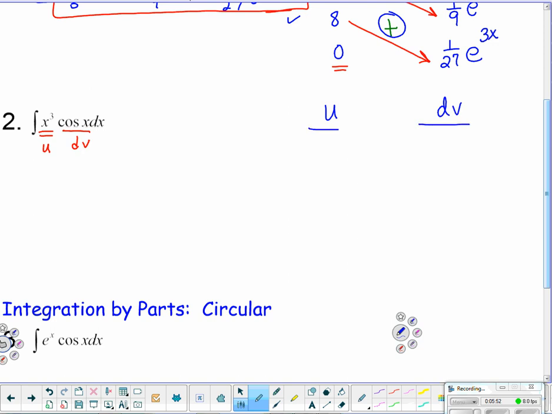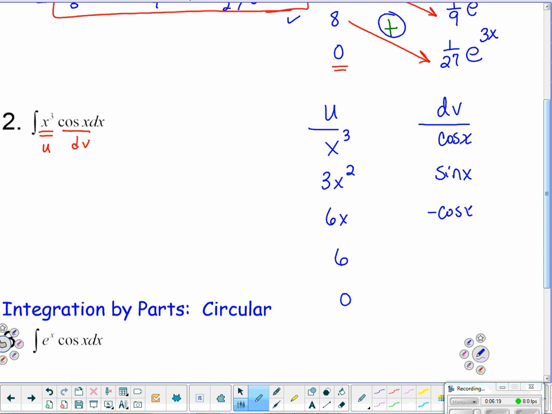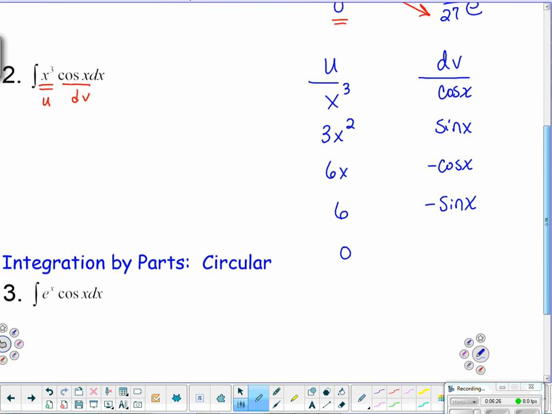So make your u column, your dv column. My u column starts with x cubed. I know to take the derivatives until I get to 0. So one extra line on this one. And next, the dv was cosine of x. If I integrate cosine, I get sine x. If I integrate sine, I get negative cosine x. If I integrate negative cosine, I get negative sine x. Remember, we talked about the pattern work when you're integrating a trig function like that.